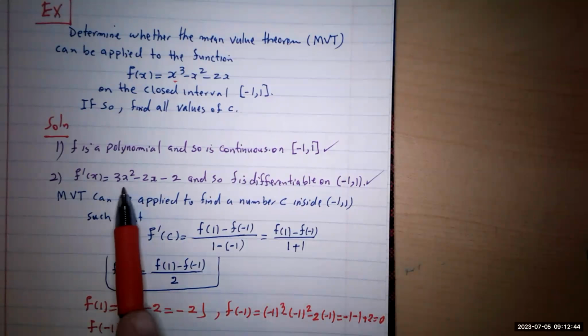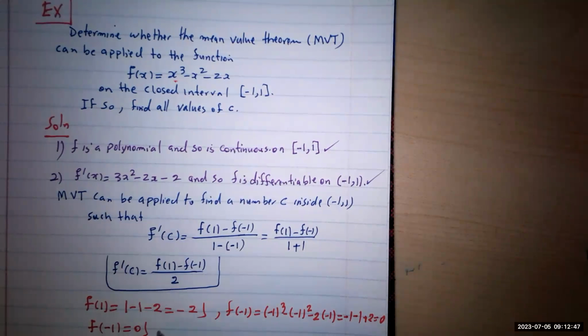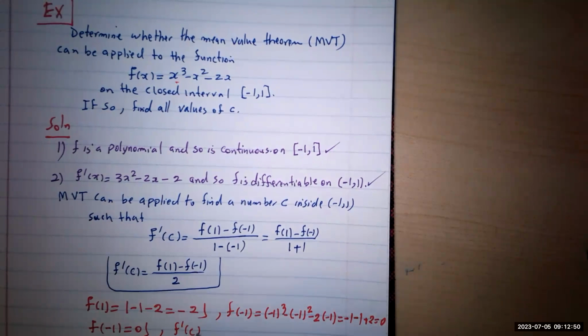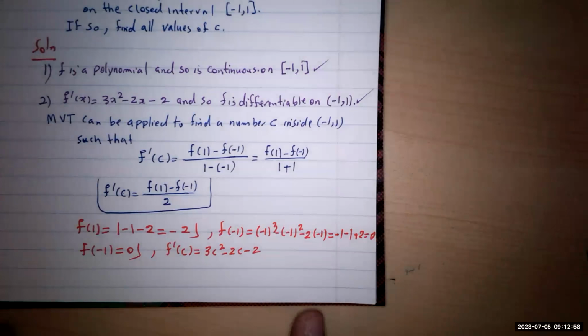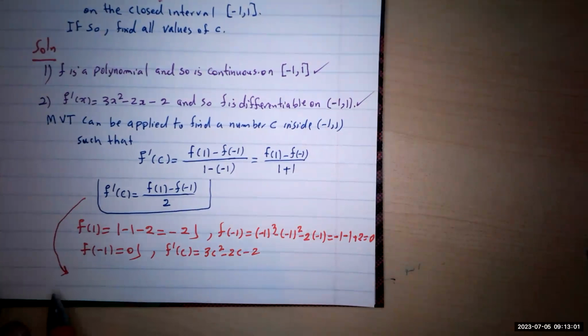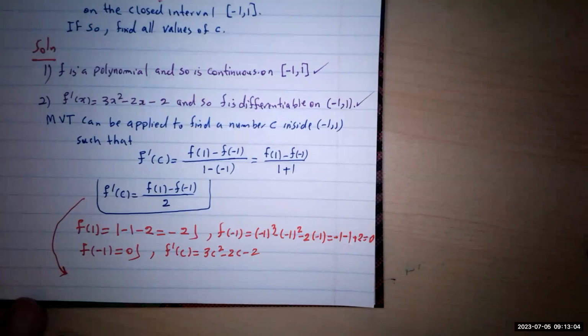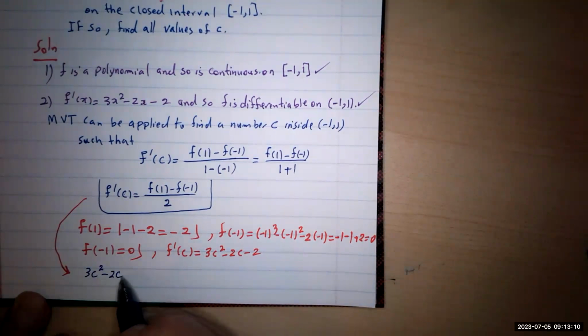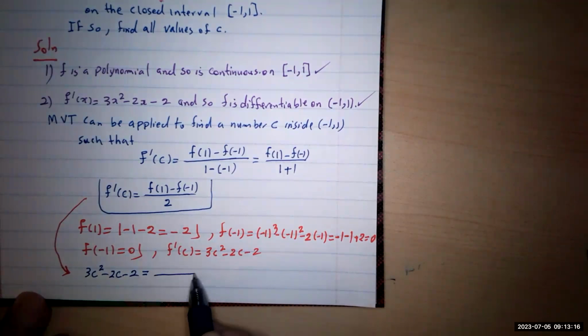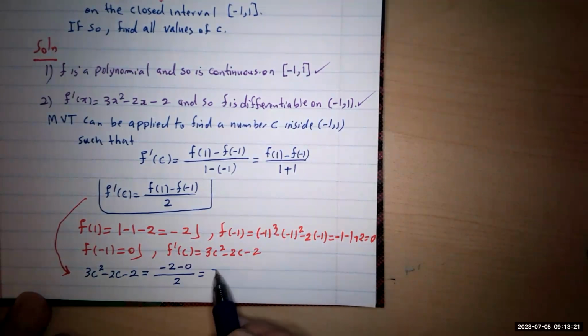f prime of c, you just change the x into the c. Some people don't change it. We don't mind if you do it, but I change it. f prime of c is equal to 3c squared minus 2c minus 2. Now bring everything into this equation and solve the result. f prime of c, 3c squared minus 2c minus 2, equal to f of 1, -2, minus f of -1, 0, divided by 2. So that gives -2 over 2, which is going to be -1.